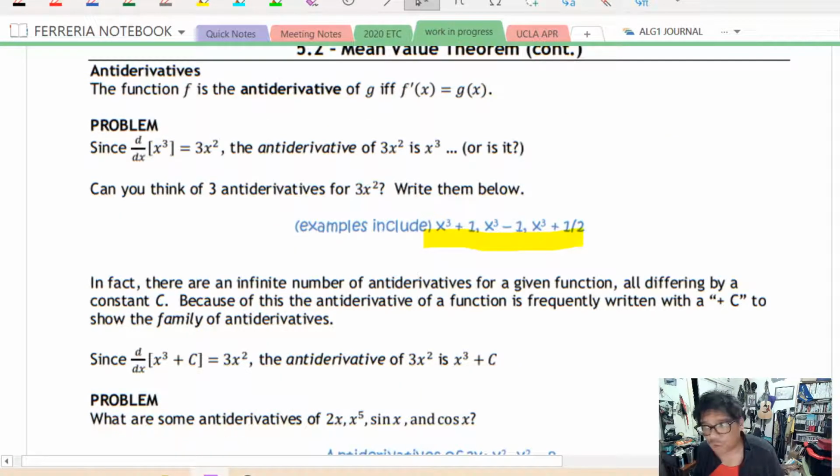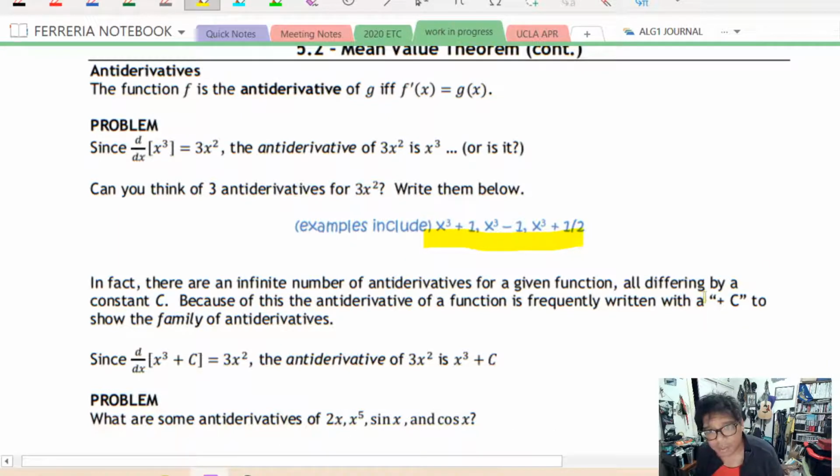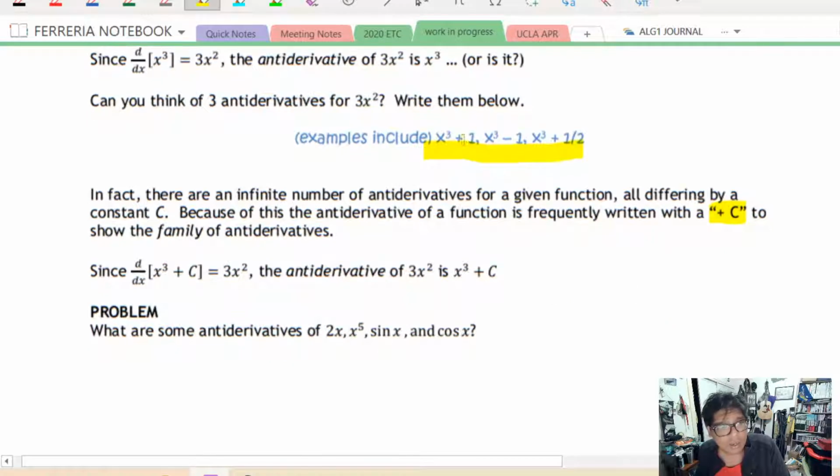So because that's true, oftentimes we write a plus c at the end of the antiderivative, just to show that it could be a whole bunch of different things. And the only thing different between them is a constant, like -1, +1, and 1/2. So for example, since the derivative of x cubed plus a constant is equal to 3x squared, the antiderivative of 3x squared is x cubed plus that constant.